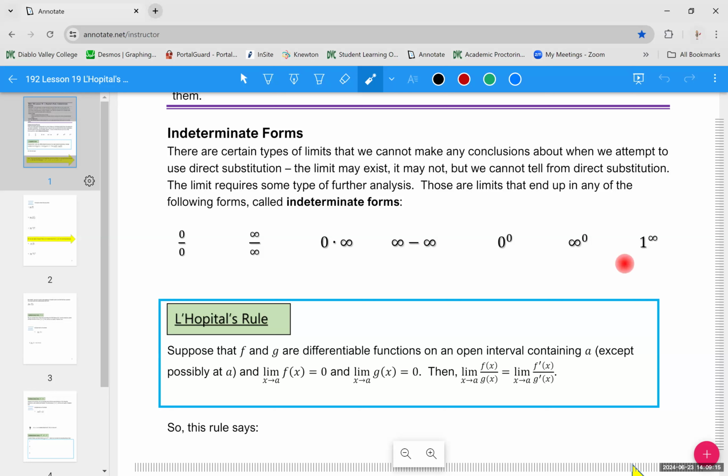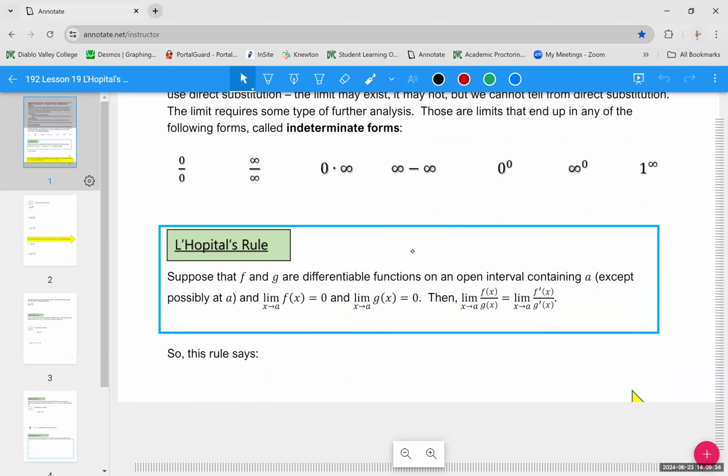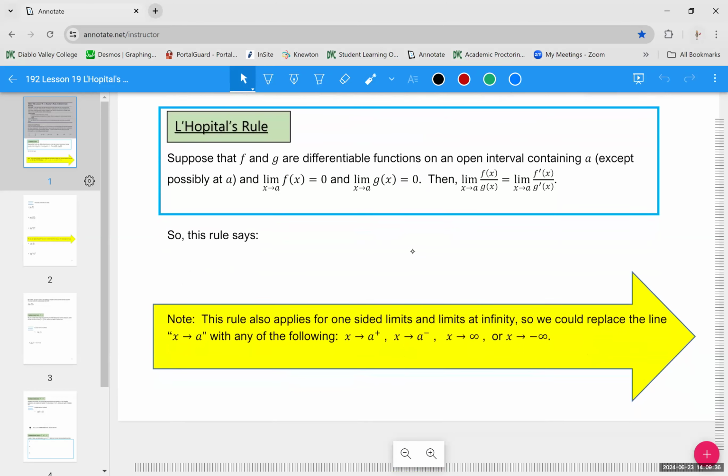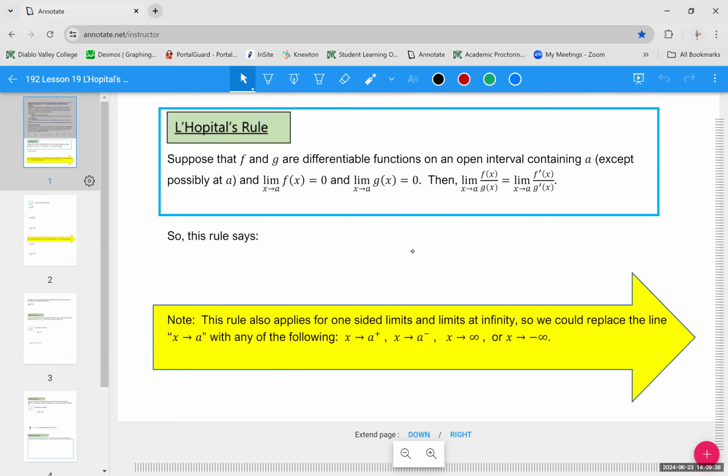And then we have three different exponential indeterminate forms: 0 to the 0, infinity to the 0, and 1 to the infinity. All of these, if you are taking a limit and you do some kind of direct substitution and you get one of these forms, then you have to stop and try to get it out of that form in some way. And so L'Hopital's rule is one of the most effective ways to do it.